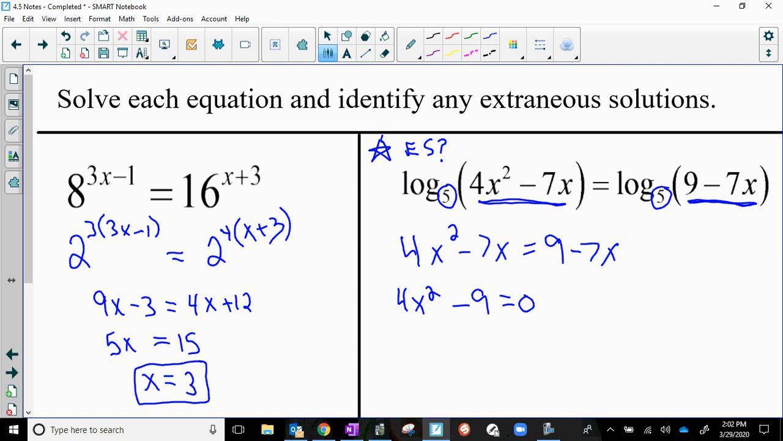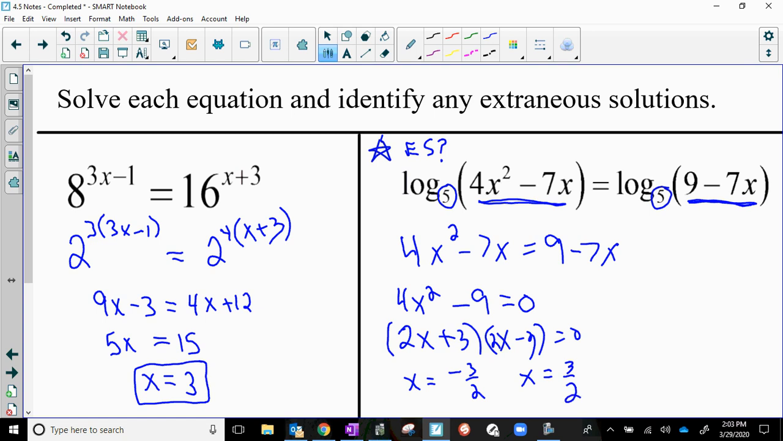Or you can factor and solve. Your choice. If you factor, you tend not to forget one of the two possible answers. So we've got 2x plus 3, 2x minus 3 equals 0. So x is negative 3/2, and x is positive 3/2.